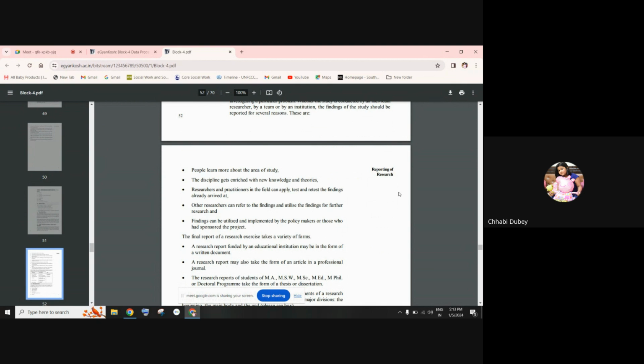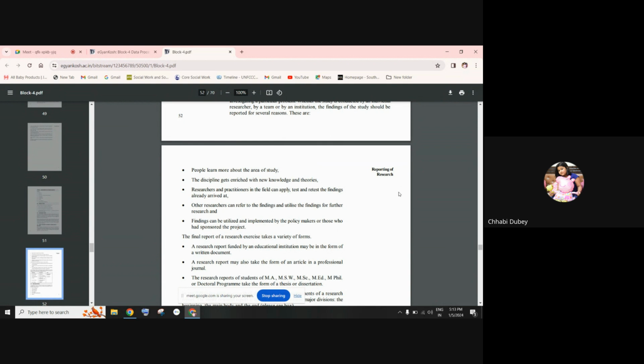And these findings can be utilized and implemented by the policy makers or those who had sponsored the project. So normally, research is generally done where the findings of the research can be used for some practical purpose. Either it can be used by the agency who is sponsoring the research, or it can be used by the policy makers in order to apply it.